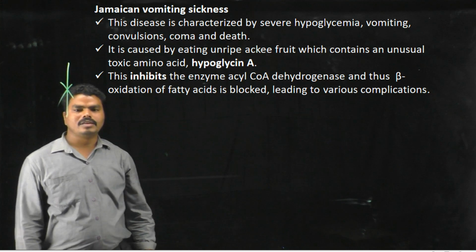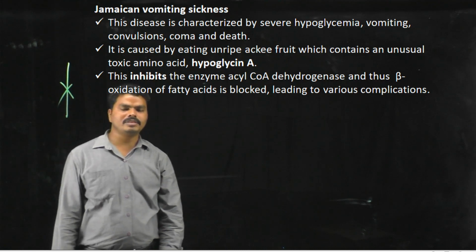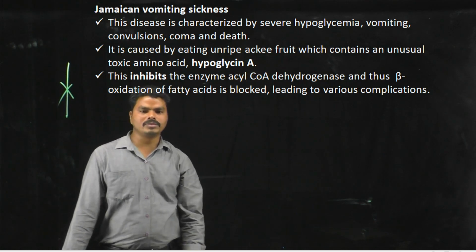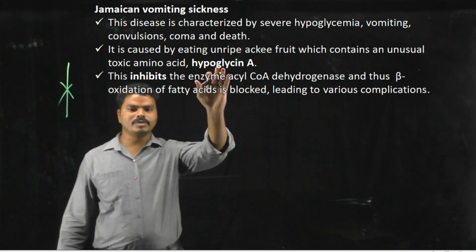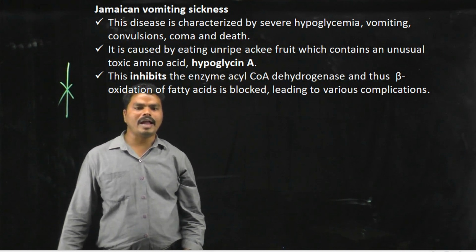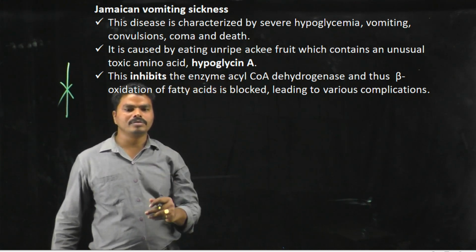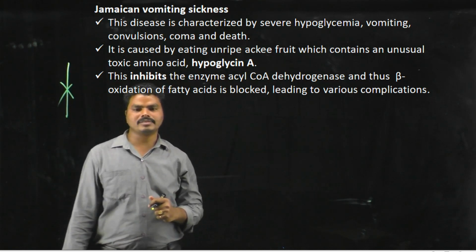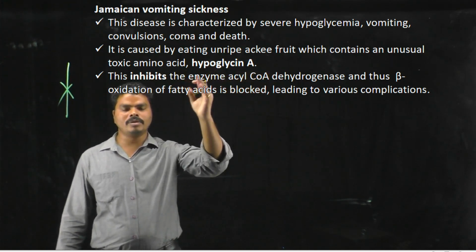The next one is Jamaican vomiting sickness. This disease is characterized by severe hypoglycemia, which is low levels of glucose in our blood, and vomiting, convulsions, coma and death. These are some symptoms of Jamaican vomiting sickness, and it is caused by eating unripe ackee fruit. Eating the unripe ackee fruit may lead to blockade of beta oxidation of fatty acids, thereby leading to hypoglycemia, vomiting, convulsions, coma and death.